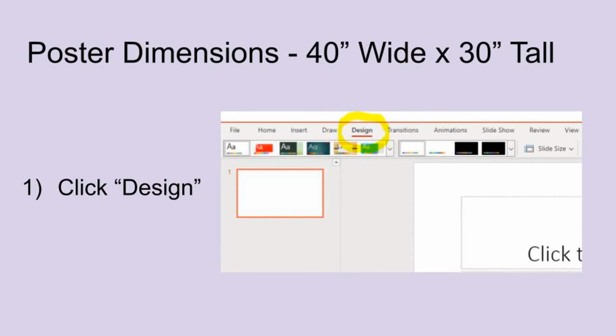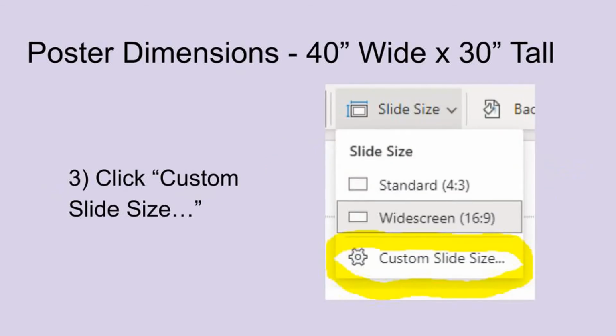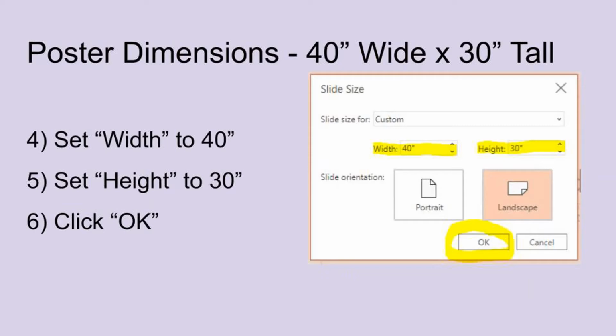To save your poster with the appropriate dimensions, on PowerPoint, we'll first click Design. Then you'll click on Slide Size. Next, you'll click Custom Slide Size. Finally, you'll set width to 40 inches, height to 30 inches, and then click OK.